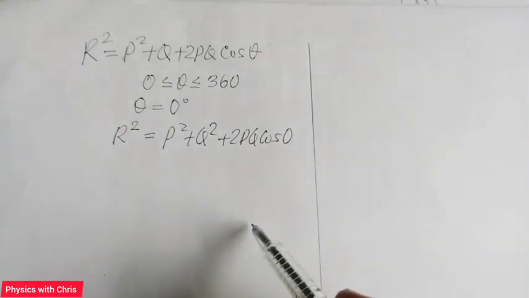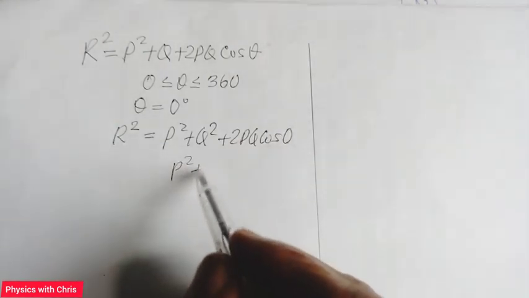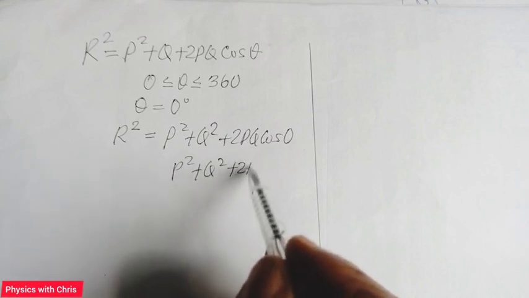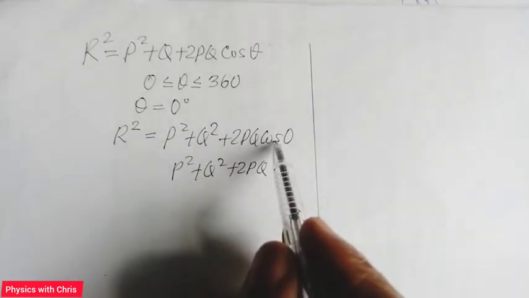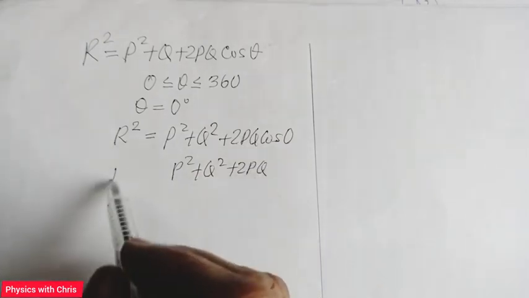Recall that cos 0 is 1. So that gives me P squared plus Q squared plus 2PQ. Cos 0 is 1. 1 times 2PQ is 2PQ. That gives me R squared.